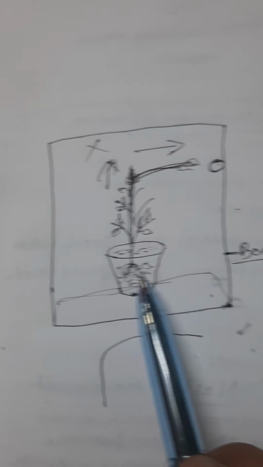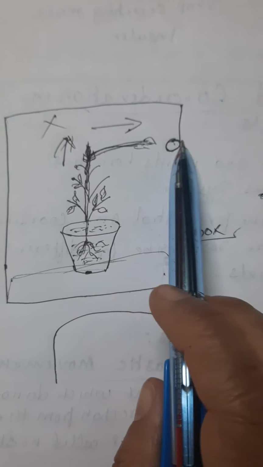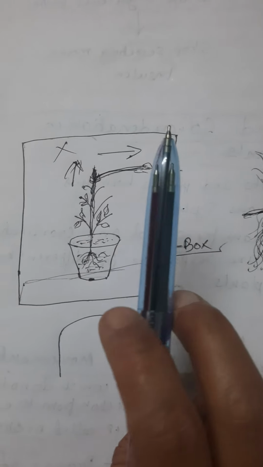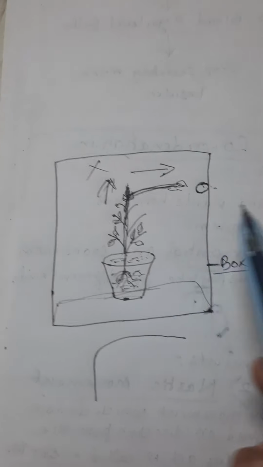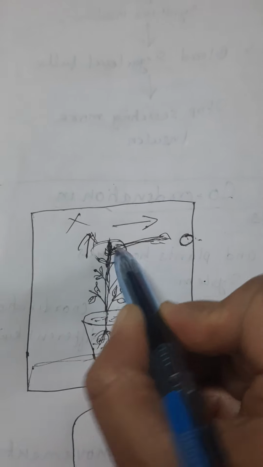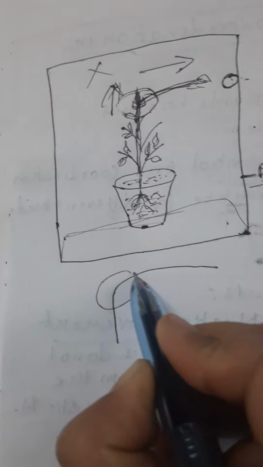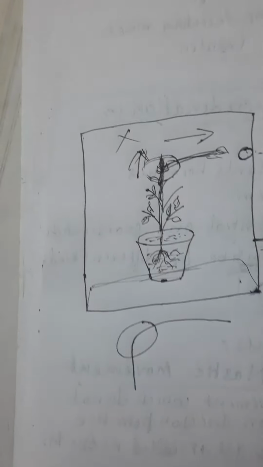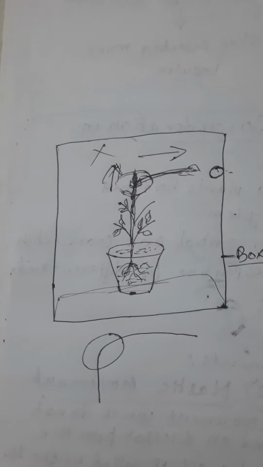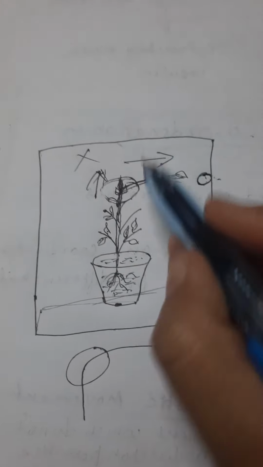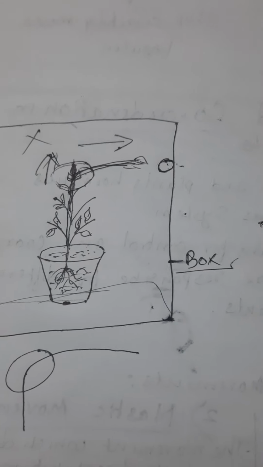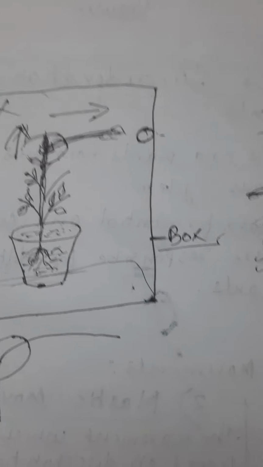The stem will grow in the direction of the sunlight. Now, why did this happen? This happened because of the higher rate of cell division over here, this part, which was away from sunlight. Now, sometimes a question may come: why is the stem bent if a potted plant is kept inside a box?